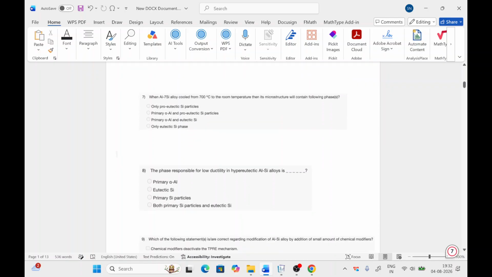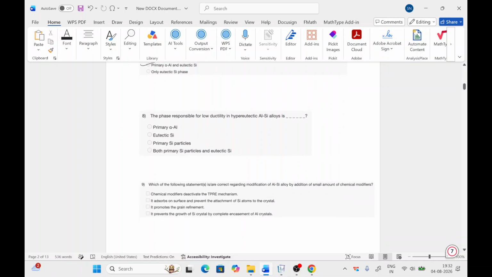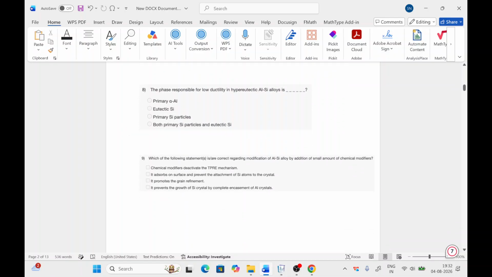Next question is, when aluminum 7% silicon alloy is cooled from 700 degrees Celsius to room temperature, its microstructure will contain the following phases. So aluminum 7% silicon is a hypoeutectic alloy. In the hypoeutectic alloy, first primary alpha aluminum forms, then eutectic silicon forms. So C option is correct. Eighth question is, the phase responsible for low ductility in hypereutectic aluminum silicon alloy is.